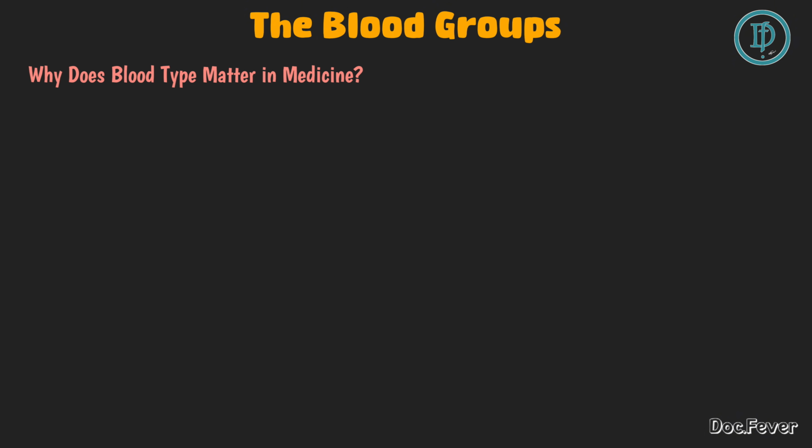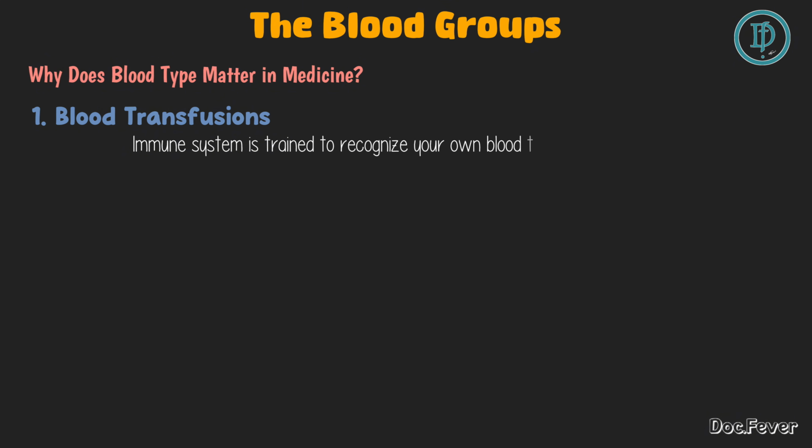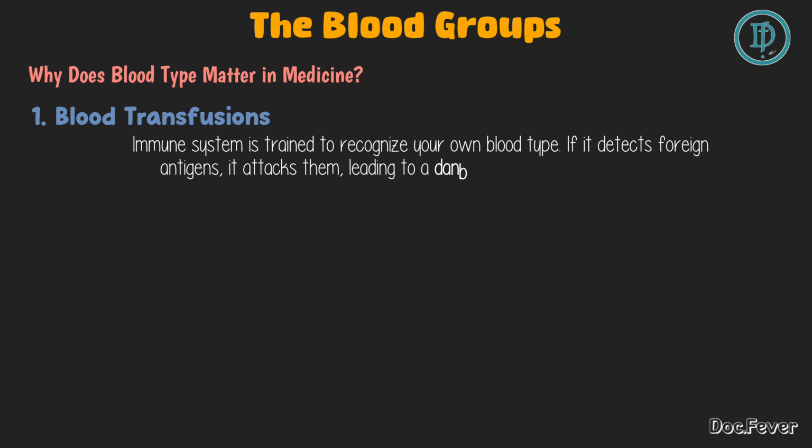Next we will discuss why blood type matters in medicine. Blood type is not just knowing about whether you are A or O, it plays a huge role in life-saving medical treatments. Here we will discuss why. First of all, blood transfusions. In blood transfusions, the question arises why matching the blood type is important. So its answer is your immune system is trained to recognize your own blood type. If it detects foreign antigens, it attacks them, leading to a dangerous reaction which is called hemolysis. It means destruction of red blood cells.